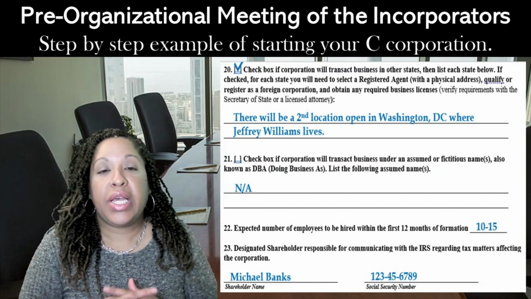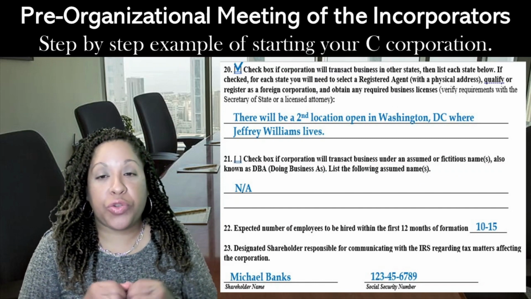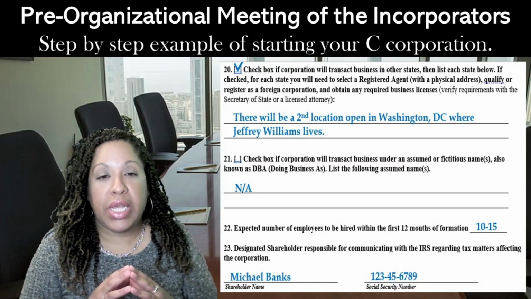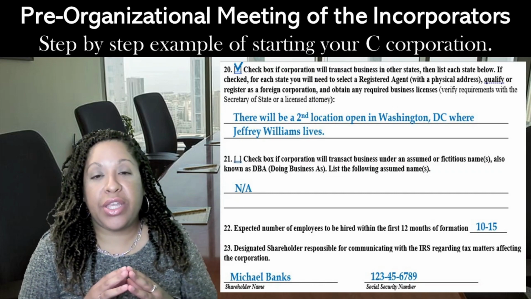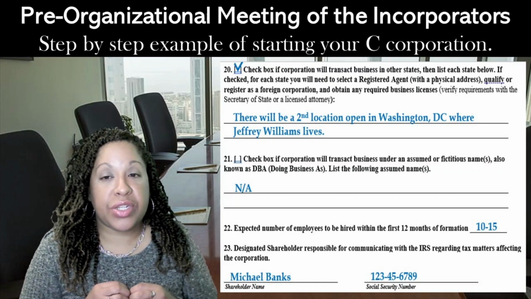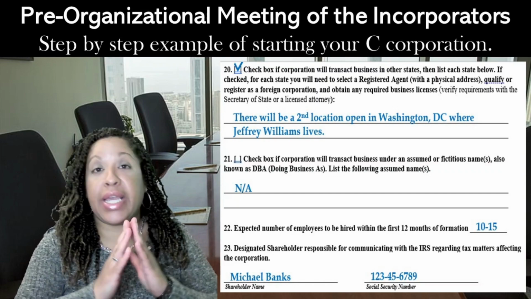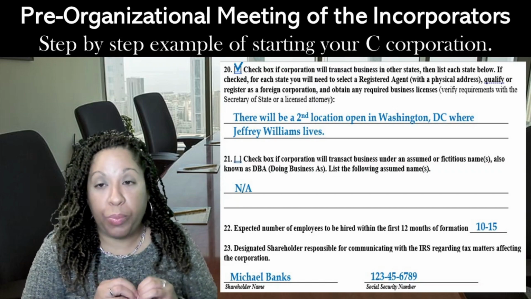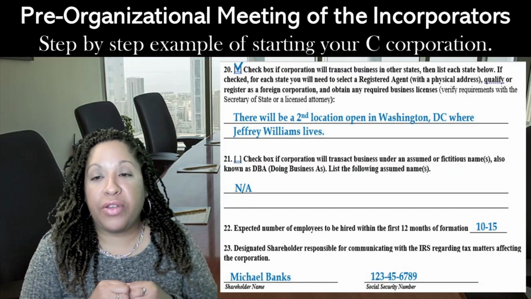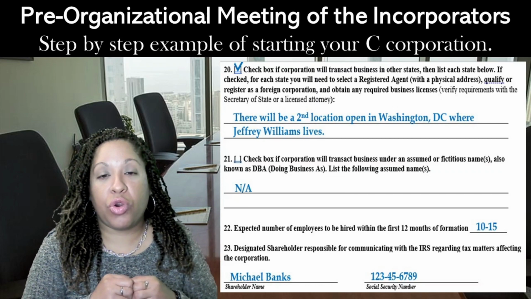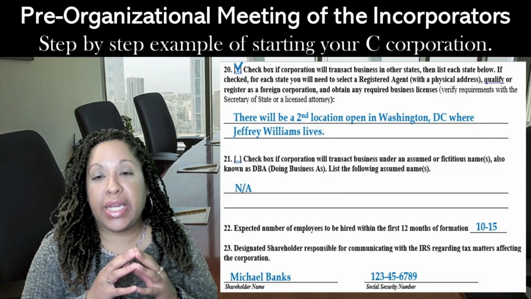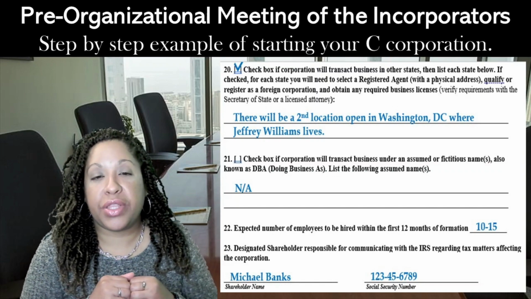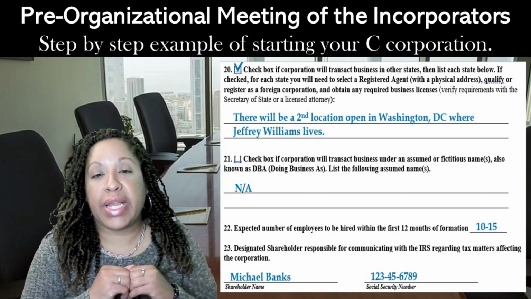All right, number 20. Checkbox if corporation will transact business in other states, then list each state below. If checked, for each state, you will need to select a registered agent with a physical address. Again, registered agents must have a physical address, no P.O. box. Qualify or register a foreign corporation and obtain any required business licenses. Verify requirements with the Secretary of State or a licensed attorney.